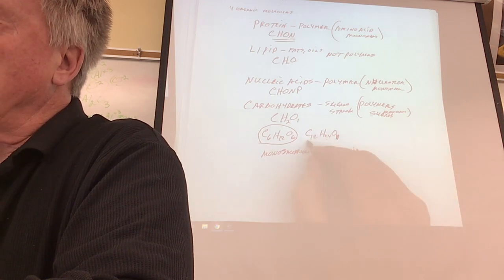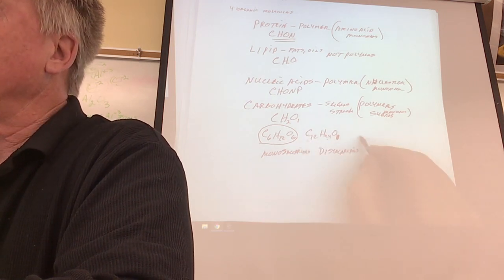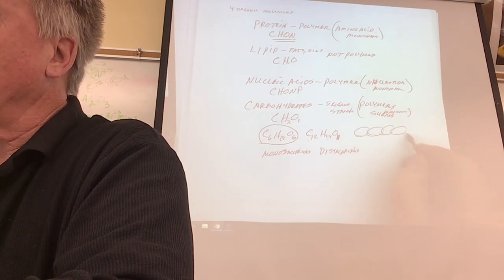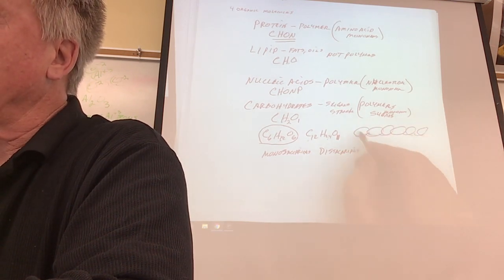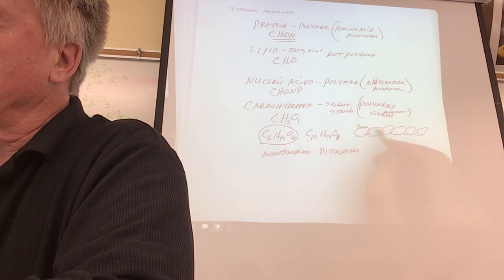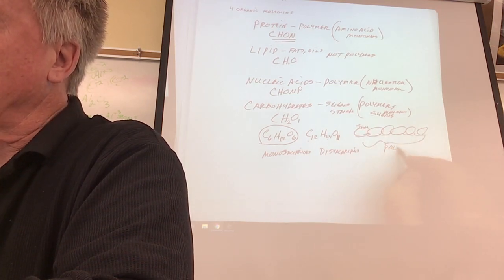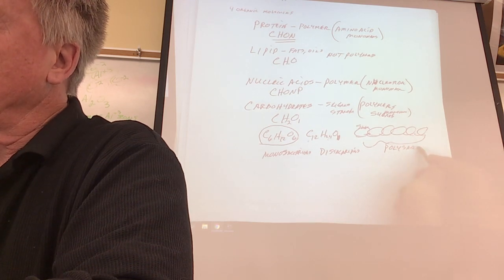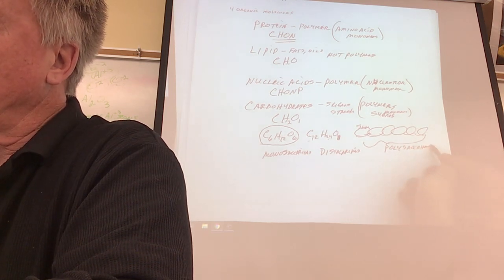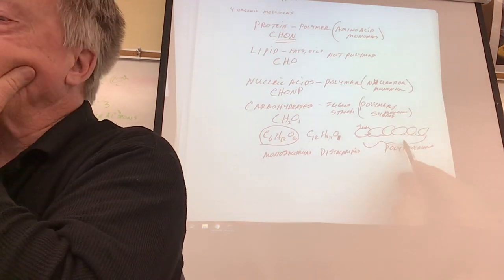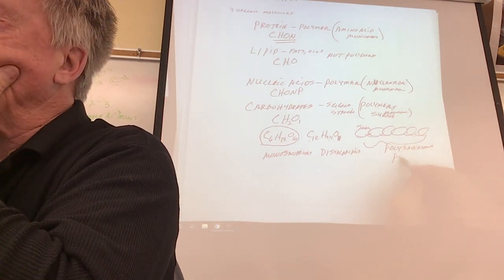And then also, this is like a double sugar, and then you're going to find out that you can put a lot of sugars in a long chain, and this is where you call it a polysaccharide. Anyway, that is a polymer, okay? So of these, the ones that are polymers are these.